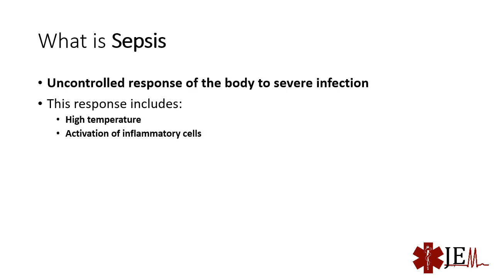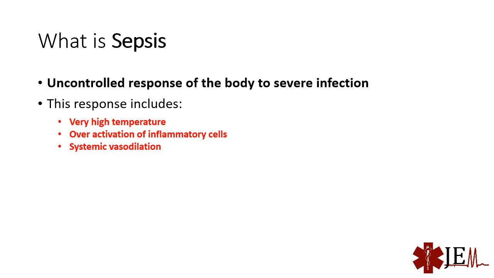We also have activation of inflammatory cells. So this is your immune system kicking in. So white blood cells are our main component of this. And we also get a little bit of vasodilation as well. So that's widening of the blood vessels to increase blood flow to the infected area. That allows immune components and white blood cells to be delivered to that area to fight the infection.